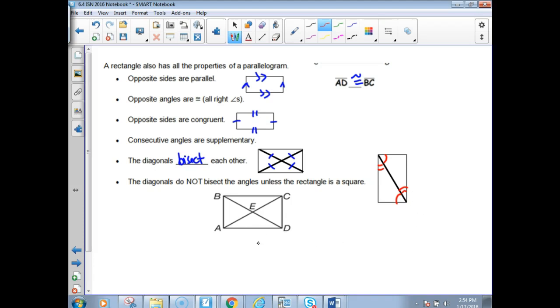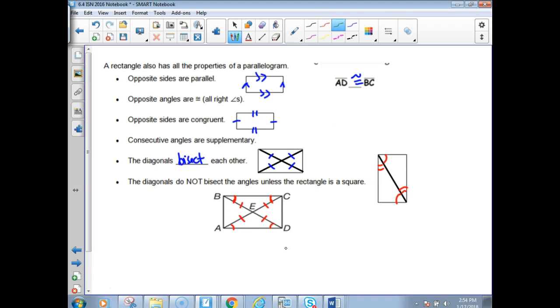I'm going to show you that the diagonals do not bisect the angles unless it's square. If I show you here some angles that are congruent, I could tell you that this angle is congruent to this angle. And these two down here would be equal to them as well. And that's because this thing is isosceles, and so is this. So the base angles would be equal.